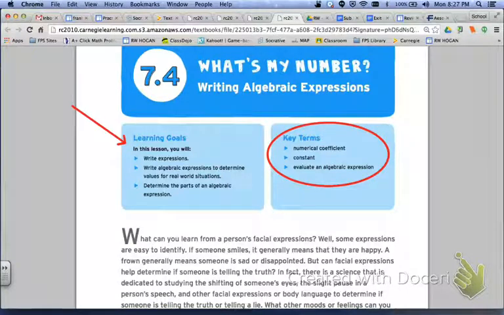Learning targets for today: we will write algebraic expressions to determine values for real-world situations, and determine the parts of an algebraic expression. Key terms that you will see here that were on your knowledge rating scale: numerical coefficient and constant. We did talk about the word evaluate. We will be evaluating an algebraic expression as well in 7.4.